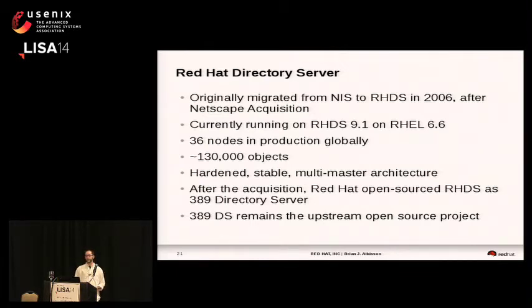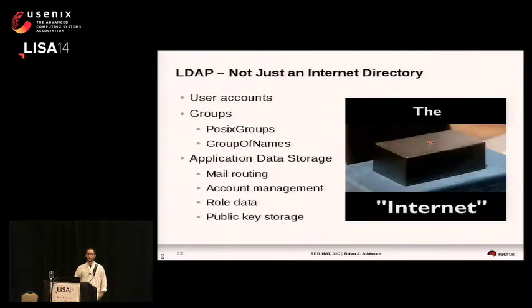Obviously, we're kind of biased towards Red Hat products, but if a Red Hat product isn't working out for us, we're free to switch to something else, and do occasionally, giving that feedback to engineering so they could go fix whatever's wrong. So 389DS remains the upstream open source project.